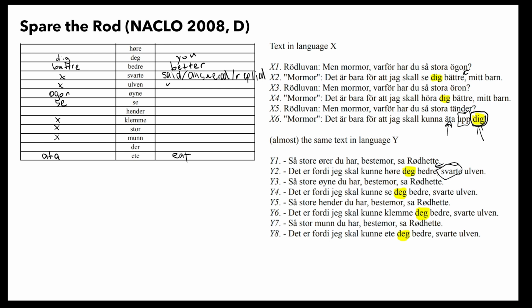We said Olven is wolf. We said oin. Oin matches with ogon, which is eyes. We said that on the last slide. It was eyes. We said se. Where's se? Where is se? So star there. We said.